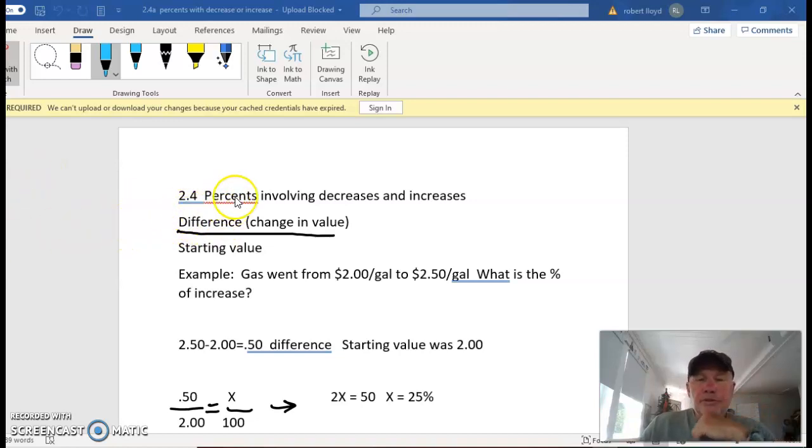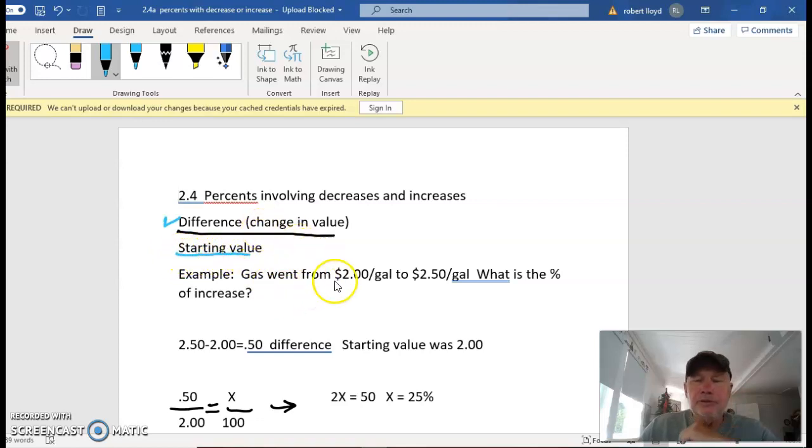2.4, percents involving decrease and increase. This is the last segment before the first test. So the easiest way to do that is to find the difference between the two values and divide it by the starting value.